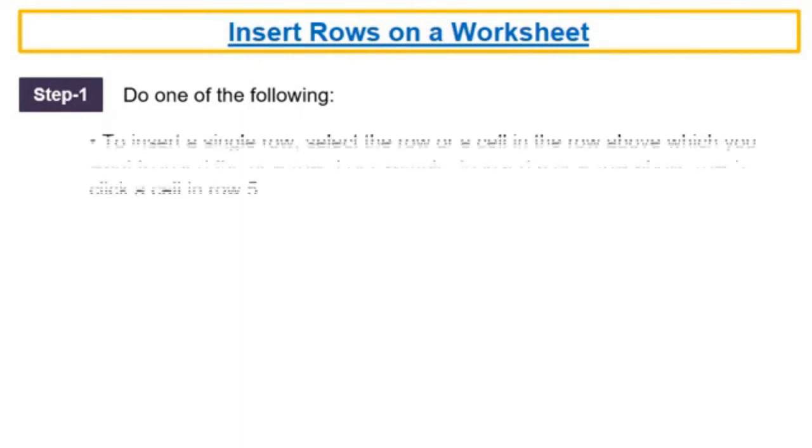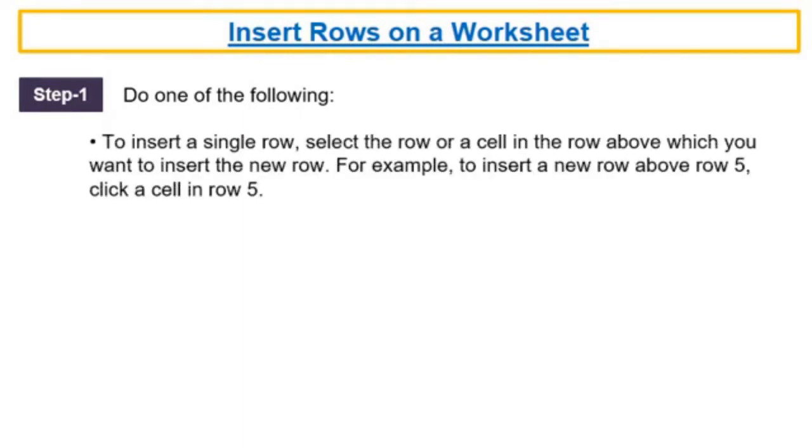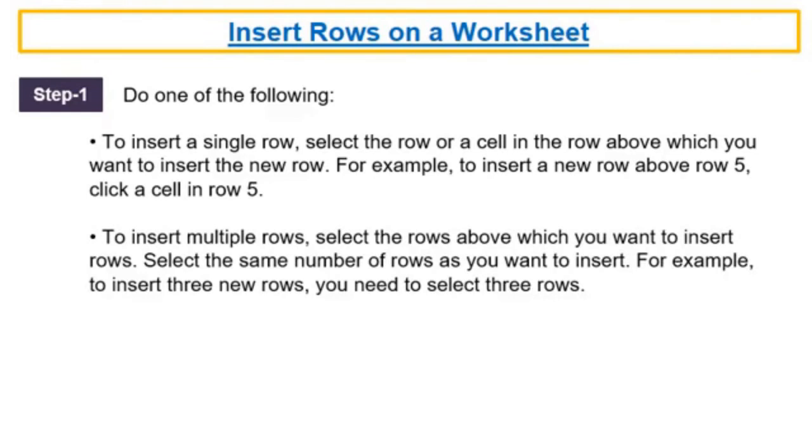Now let's see how to insert rows on a worksheet. Step 1. Do one of the following. To insert a single row, select the row or a cell in the row above which you want to insert the new row. For example, to insert a new row above row 5, click a cell in row 5. To insert multiple rows, select the rows above which you want to insert rows.